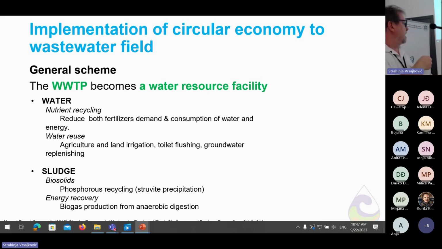Concerning the sludge line, some biosolids are produced, and as Georgia explained to us a few minutes ago, phosphorus could be recycled through precipitation to increase the recovery of phosphorus. But there is also some energy recovery through the production of biogas, such as methane, from anaerobic digestion.